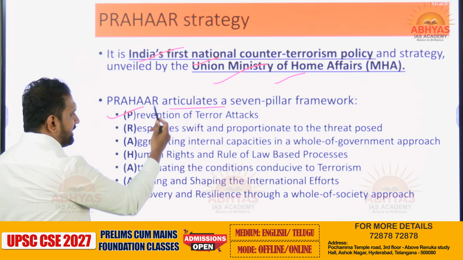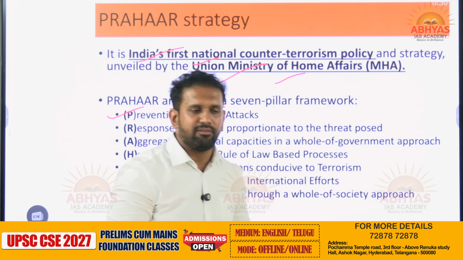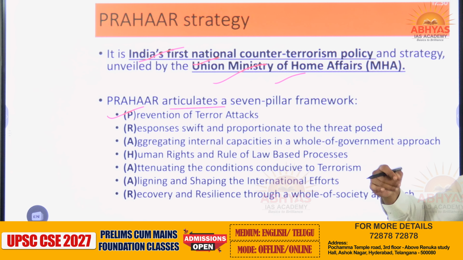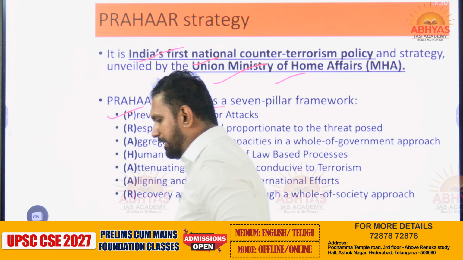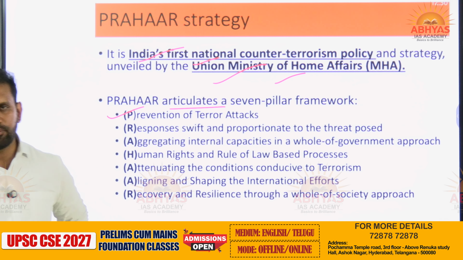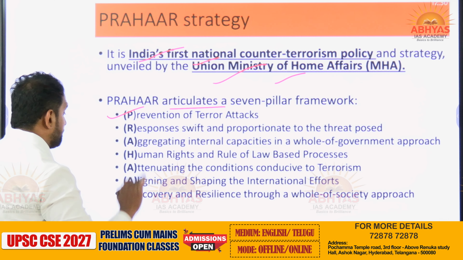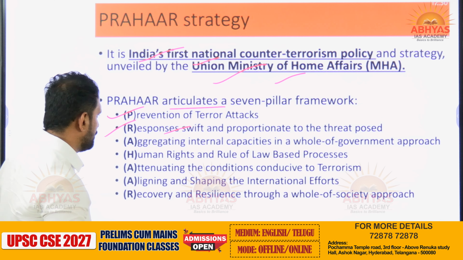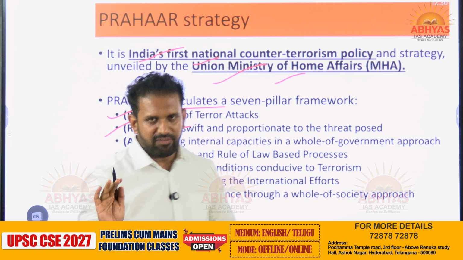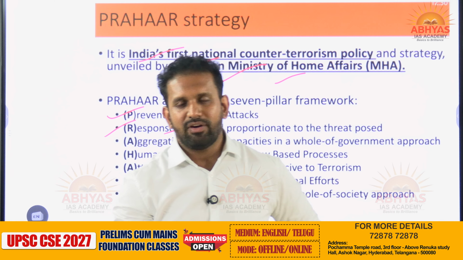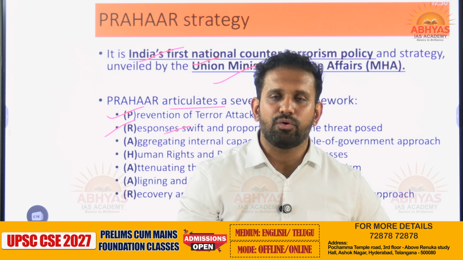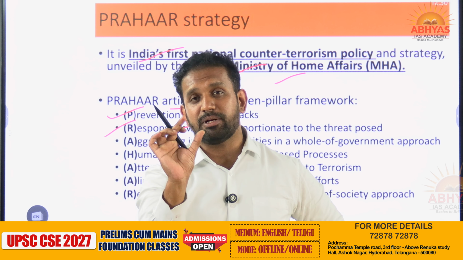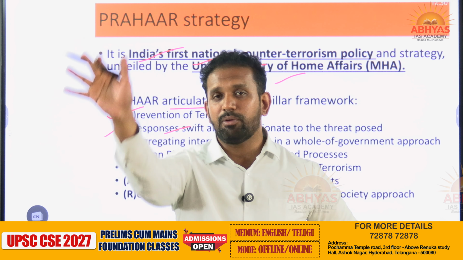First of all, prevent the terror attacks. For that purpose, your intelligence should be very, very good. Your satellite should be very good in order to see whether enemy troops are moving near our border or not. We should always keep our borders under continuous surveillance. So that is the first one, prevent the attack. Second one is response swift and proportionate to the threat posed. Suppose 7 terrorists are coming to India, you will not bomb the complete area, right? You have to neutralize the 7 only. Proportionate response is nothing but how much the threat is, that much ammunition only you have to use. You should not be using heavy ones.